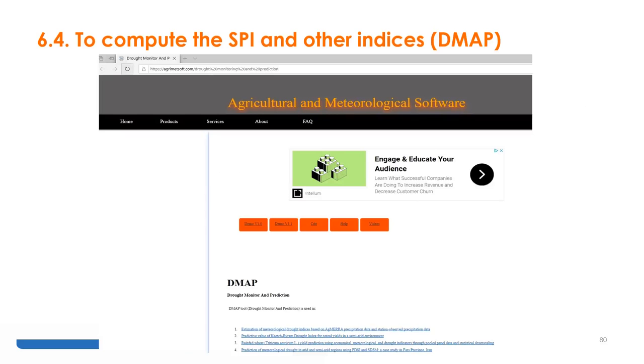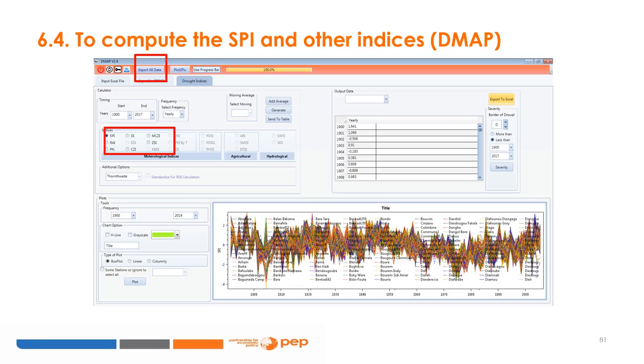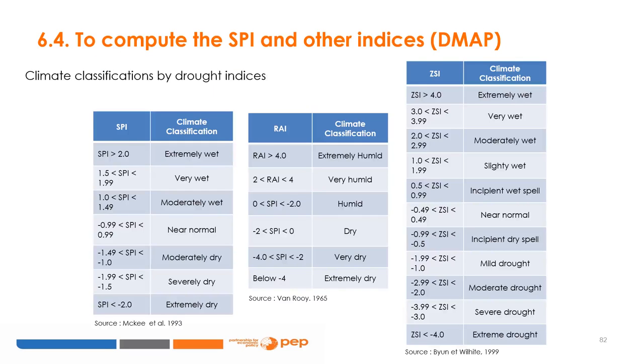The DMAP interface looks like this. After uploading our analysis data into the DMAP, we can choose the indices to build and export the results in the file format of our choice. The literature proposes the following classifications of certain drought indices, such as SPI, RAI, and ZSI.